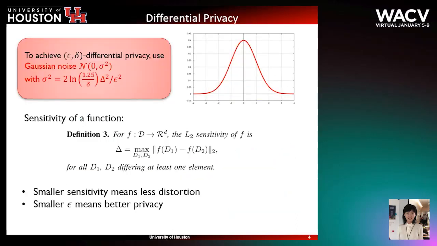A generic method of achieving epsilon-delta differential privacy is the Gaussian mechanism, which adds Gaussian noise to the output, calibrated to the query function sensitivity. The sensitivity captures the maximum difference of the query function caused by a single record in the worst case. A smaller sensitivity means less distortion, and smaller epsilon means better privacy.